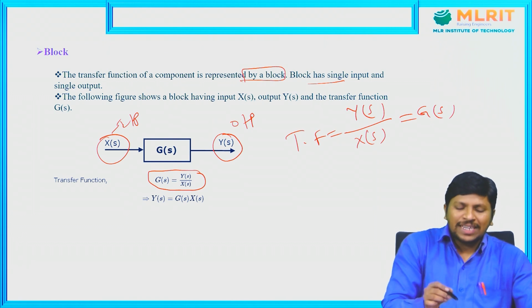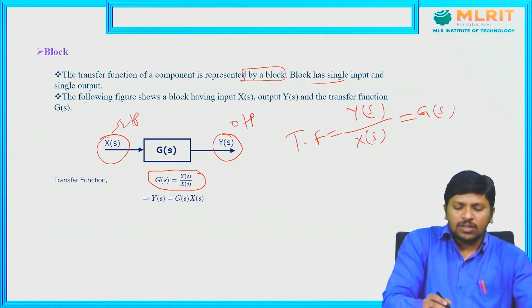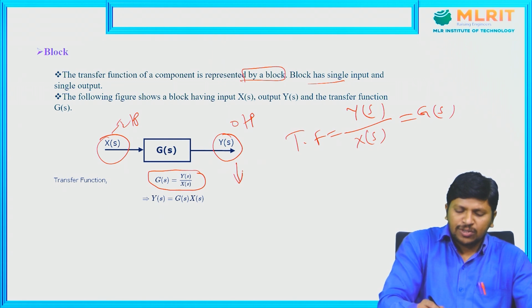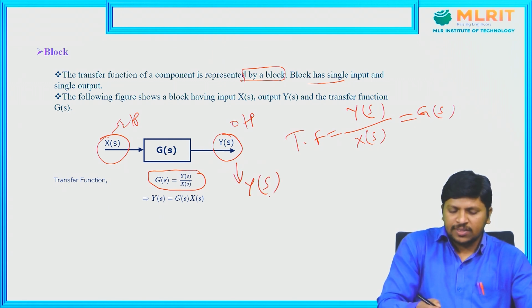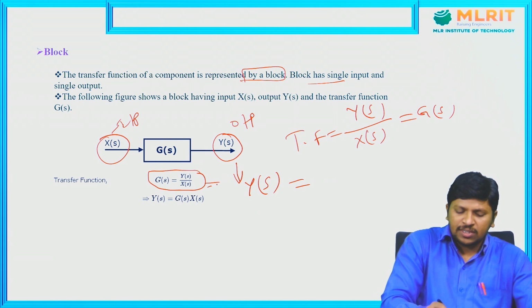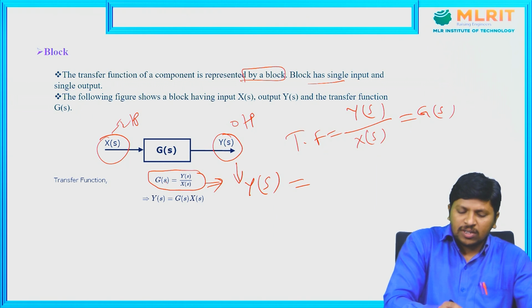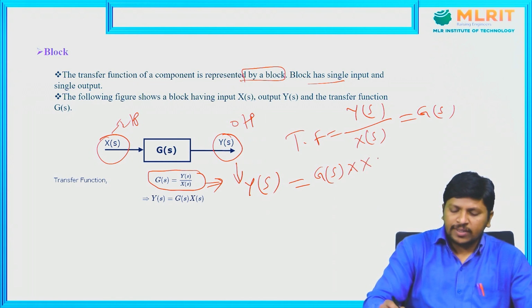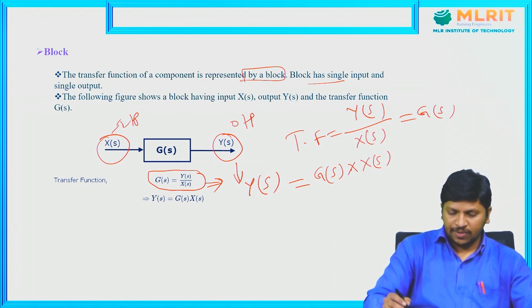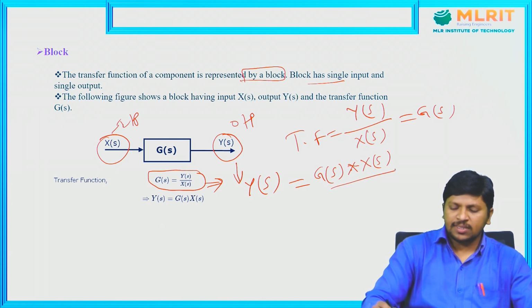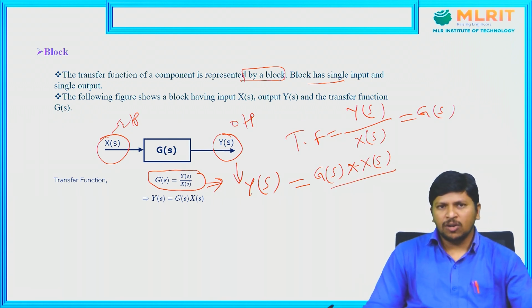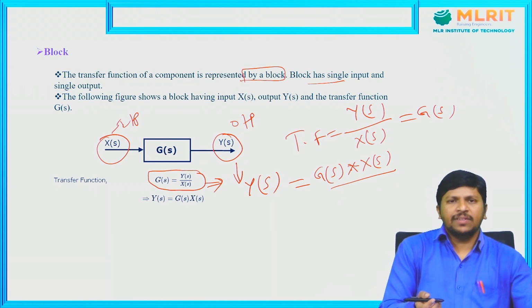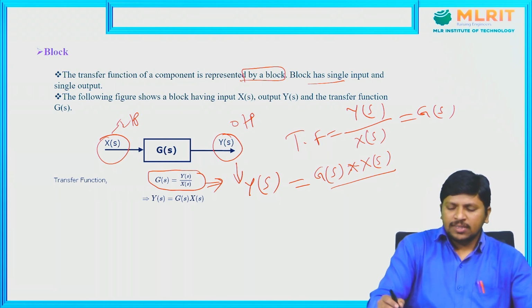From this, we want to calculate the output of the block. The output is Y of s, right? From this equation, just observe, output Y of s equals X of s into G of s, or the gain, the transfer function G of s multiplied with X of s. This is the output of the block. The output of the block is the transfer function multiplied with the input of the block, right?